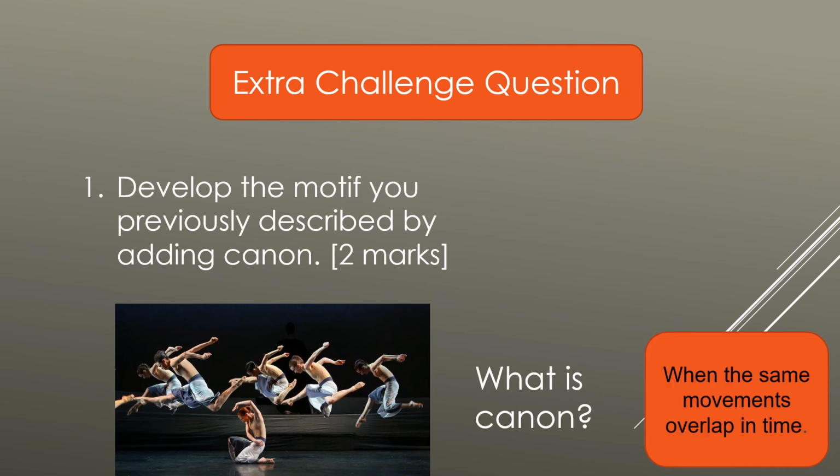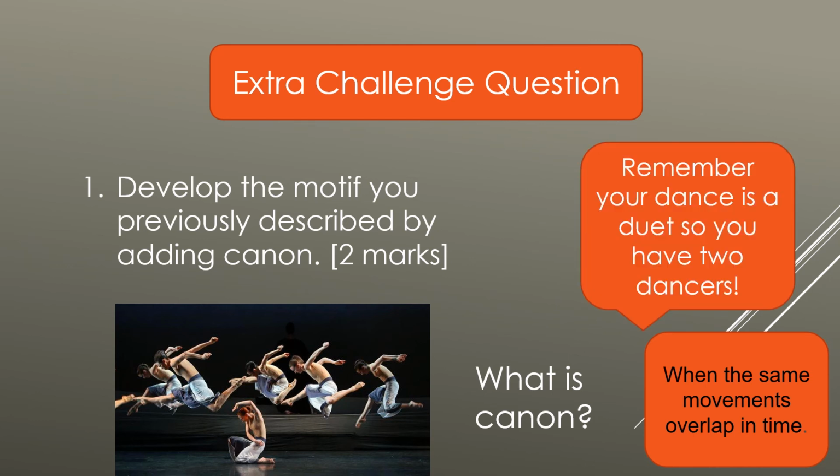So canon, of course, is when the same movement overlaps in time. All dancers are performing the same movement, however that might occur one after the other. The most common example of this is our Mexican wave. Everybody is performing that Mexican wave action, but it happens one after the other in canon.